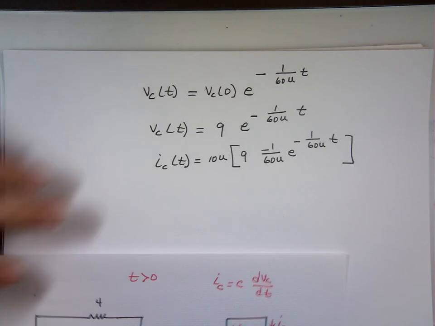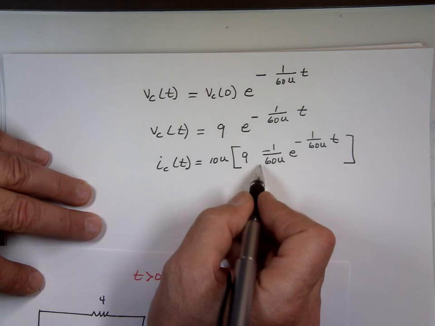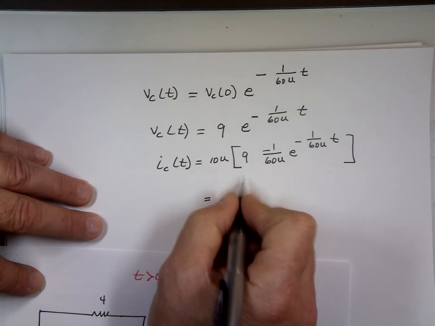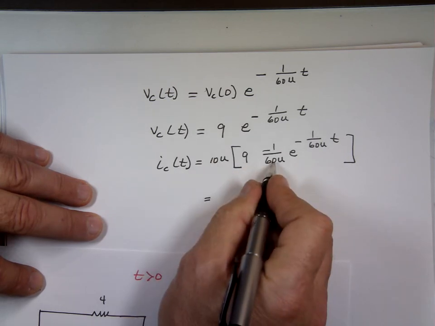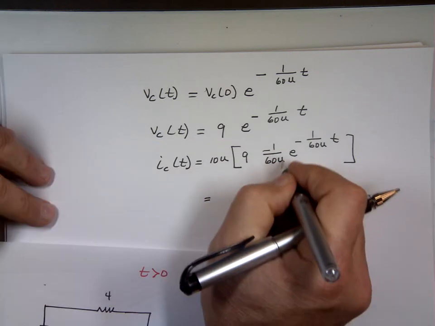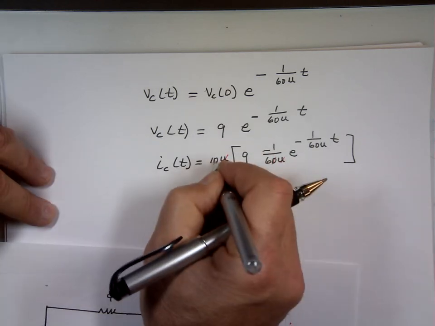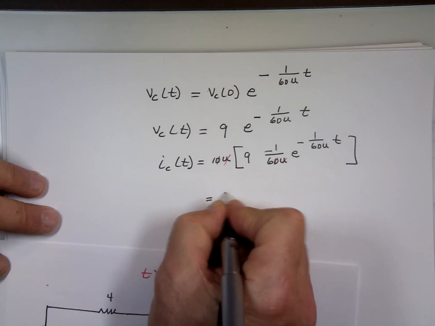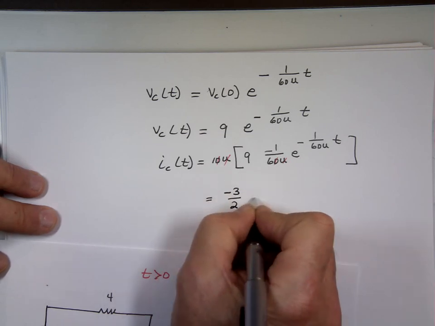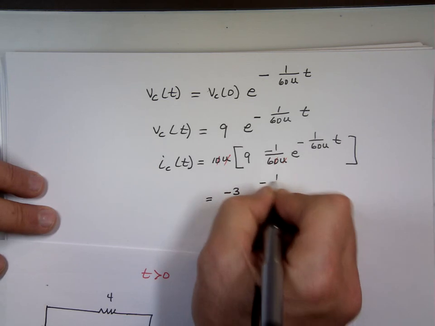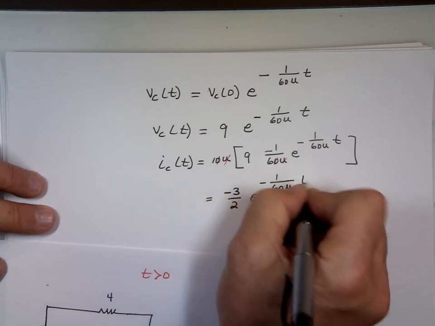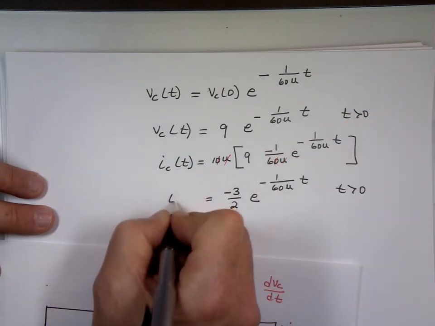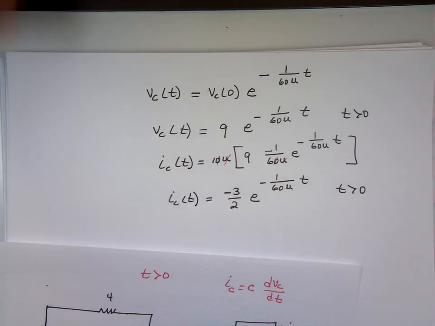And if you do the math, the micro and the 0 will cancel here. That'll be a 6. So negative 90 over 6, negative 9 over 6, because the 10 cancels the 0, and the micro cancels the micro. So 9 times the negative 1, negative 9 over 6, which is 3 over 2, e to the power of negative 1 over 60 micro times t, for t greater than 0. That's the current through the capacitor at any given time. So once you know what the voltage is, you can find everything else.